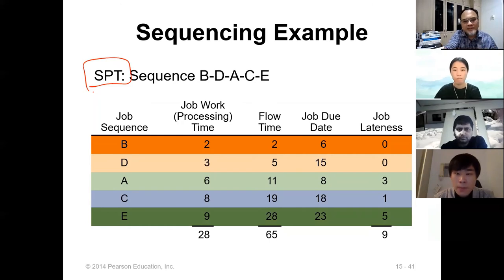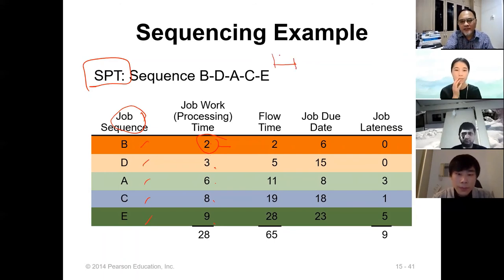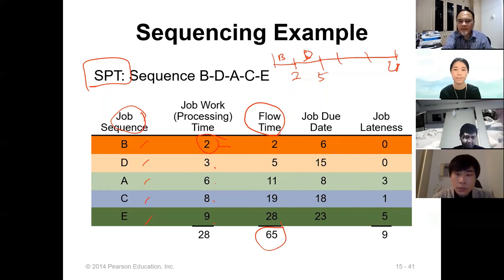Shortest processing time will result in the sequence B, D, A, C, E. So you sequence the shortest first: 2, 3, 6, 8, 9. So you start with job B, which requires 2 days, and D requires 3 days. So the flow time becomes B, and then D. So this is 2, this is 5, until completion at 28. So the total flow time is 65, lesser than just now.